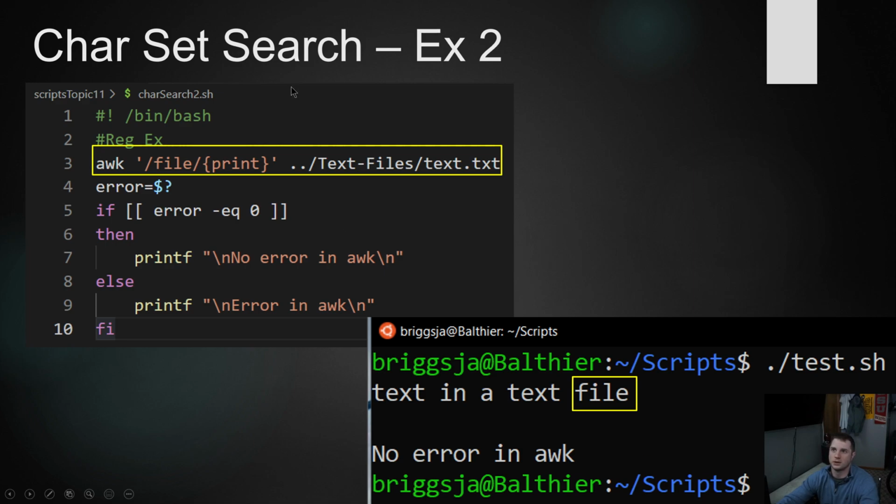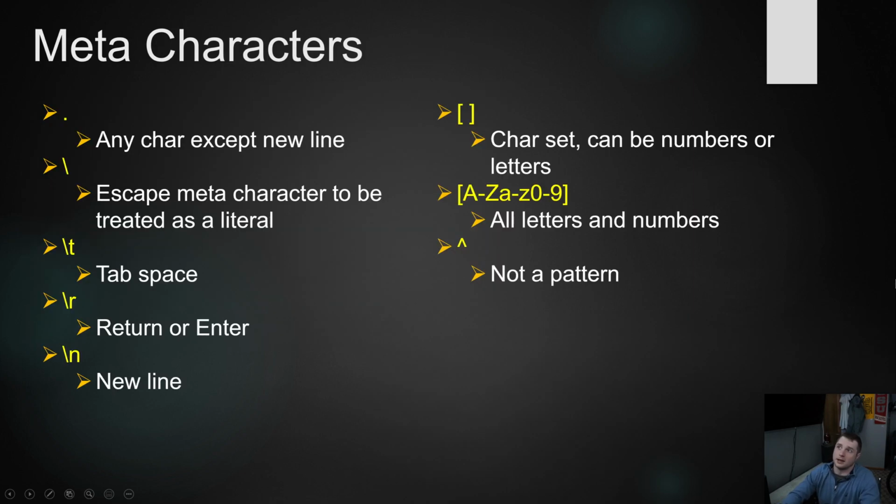Example 2, okay? So now we're looking for the string of file, and then we're going to print the results, okay? Same logic down here for the error, and the only line that came back was this line, file text in a text file. It matched this string right here, and it returned this entire line. Hopefully that made sense.